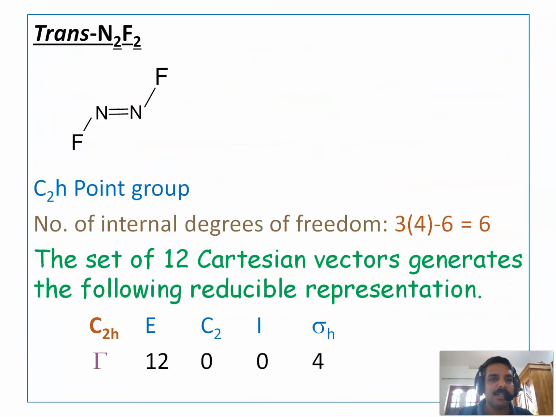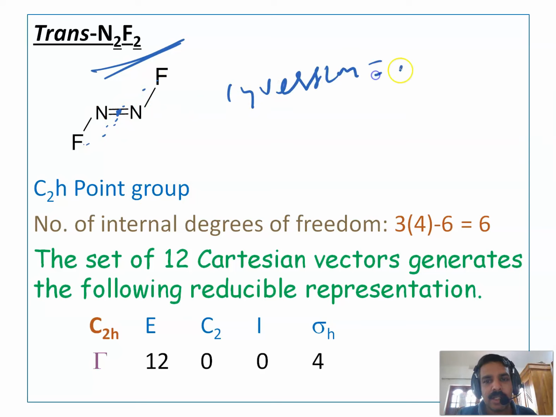For example, consider this molecule N2F2. It has a center of inversion because at this center, if you draw a line towards this fluorine, a similar line can be drawn towards the other fluorine also. So there is a center of inversion i for this molecule. This is a centrosymmetric molecule, and its point group is C2h.